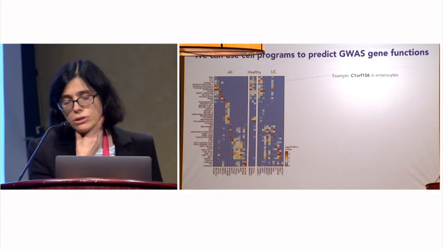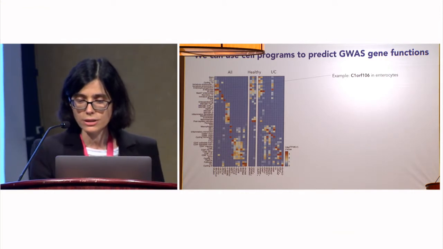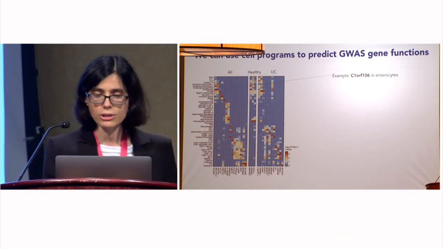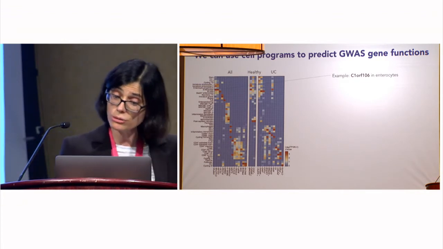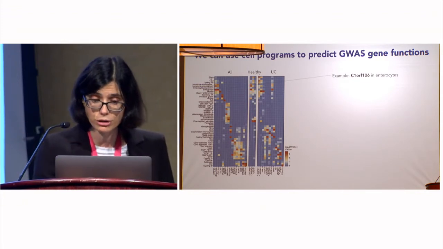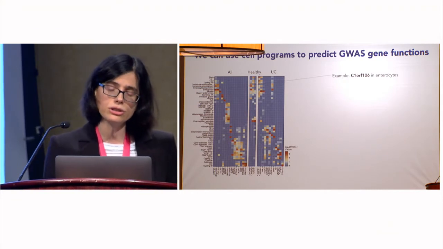And so now we wanted to see if we can also use these data to predict the function of GWAS genes for which there is not a good annotation. For example, a gene with an inspiring name like C1orf106, which is a GWAS gene where at the time the function was not known. So one way of predicting gene function is to ask which other genes co-express with it.